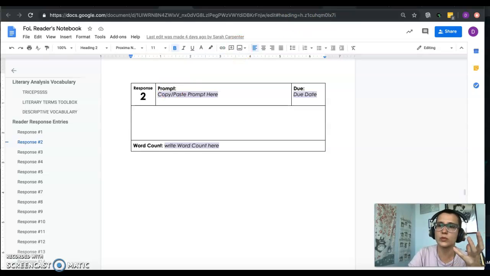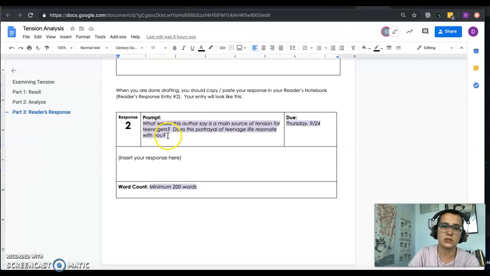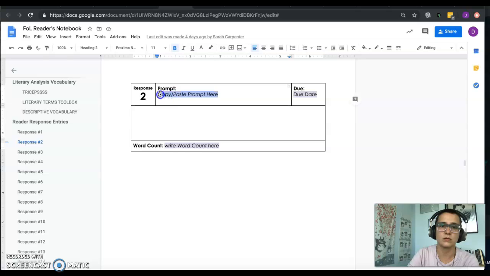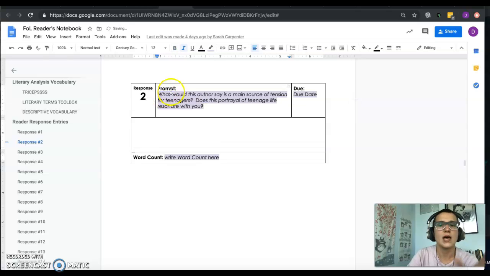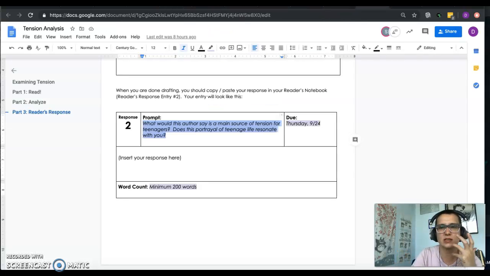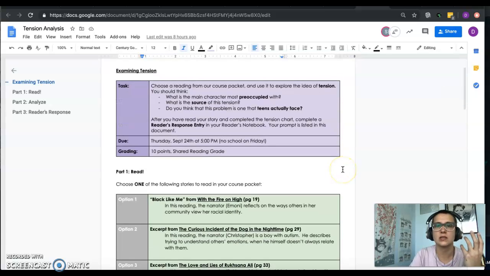So remember, when you've got multiple tabs open, I have multiple tabs right now, what I would do is copy this prompt. So Control C, put it in that reader's notebook, so Control V, and do the same thing with the due date and the word count, and then you type your response here, okay? If there are any questions, let us know. Otherwise, that's your task. Okay, so basically think, what's causing the problem here, and is this true to life? You got this!